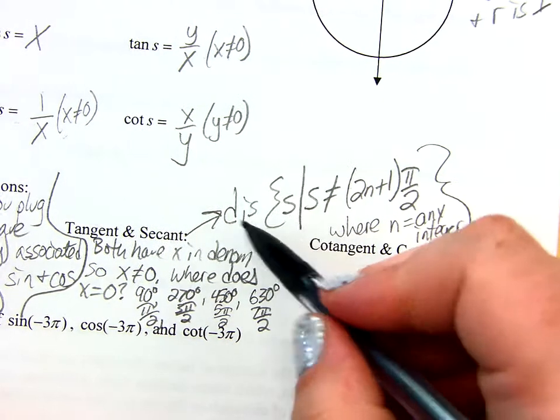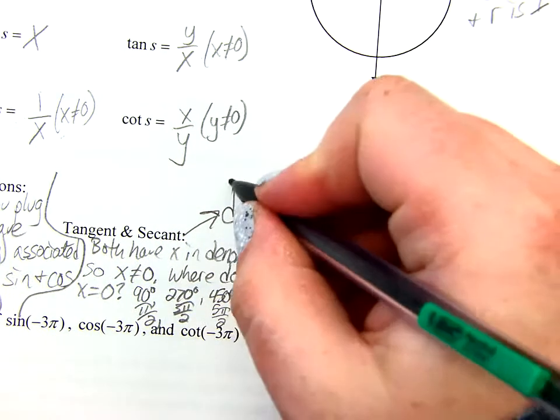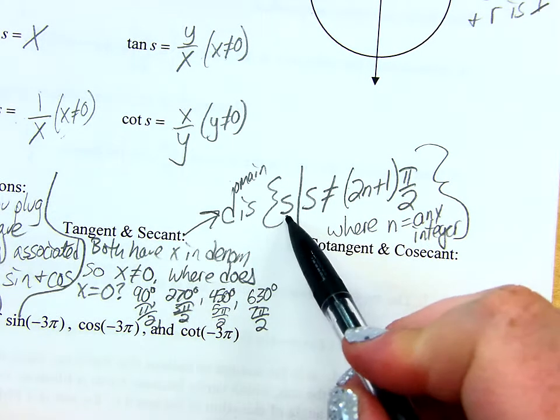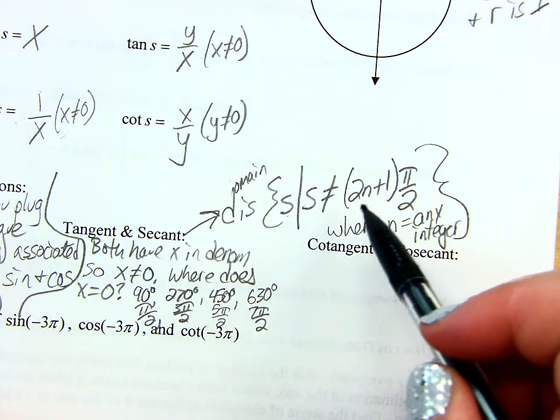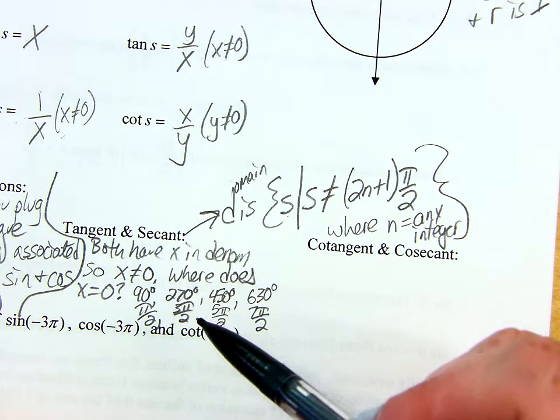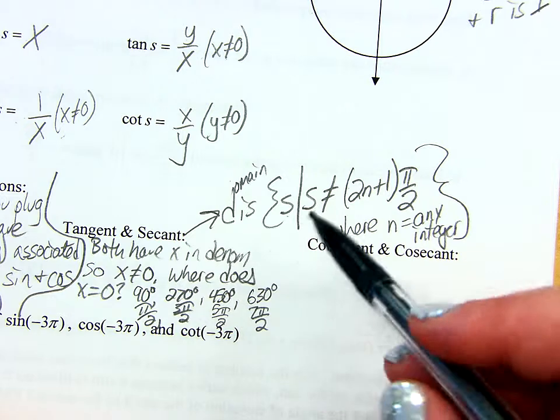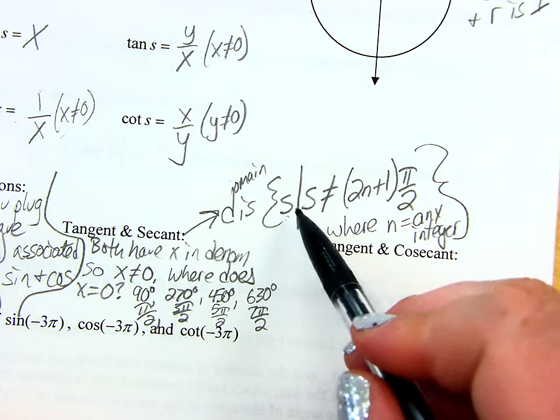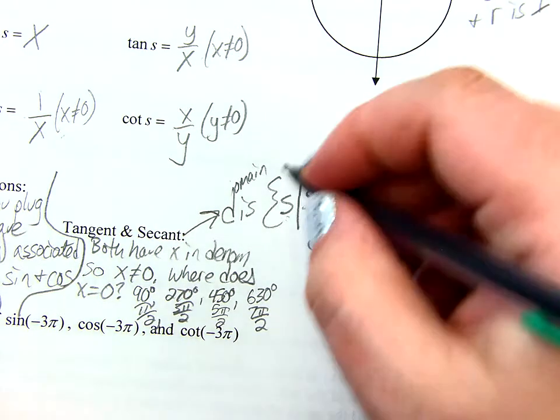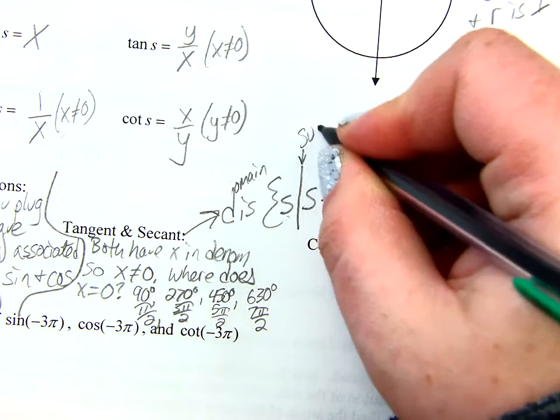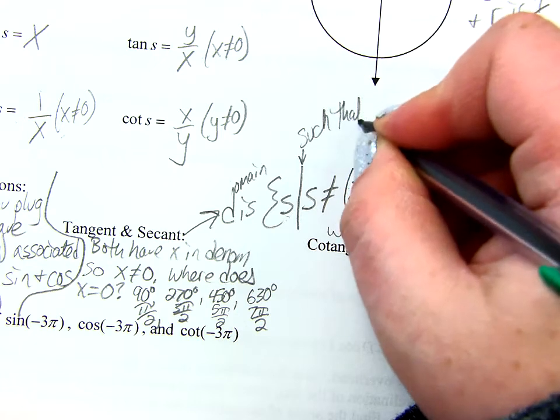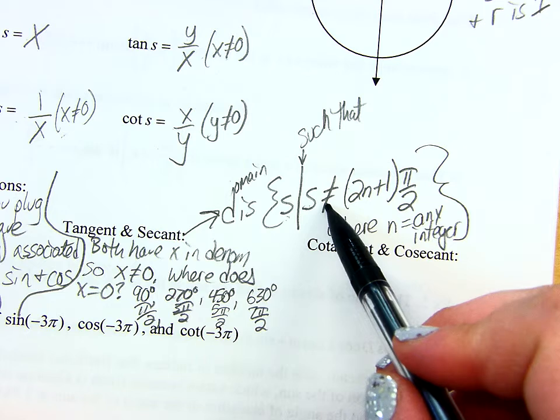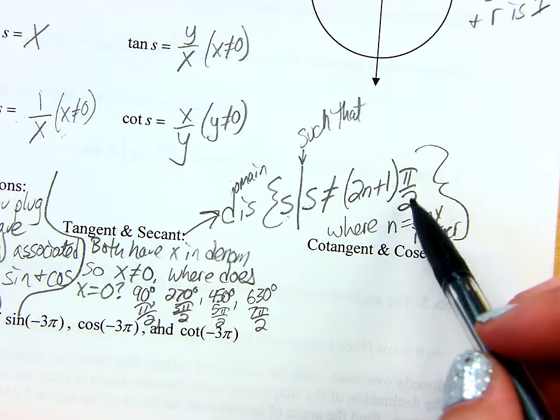Let me explain. D is your domain, so that's what that D stands for. Domain uses this notation. Have you guys seen this notation before? No? Well, let me introduce you to set notation. S can be whatever it wants, and this line means such that, or as long as S is not equal to 2n plus 1 times pi over 2.